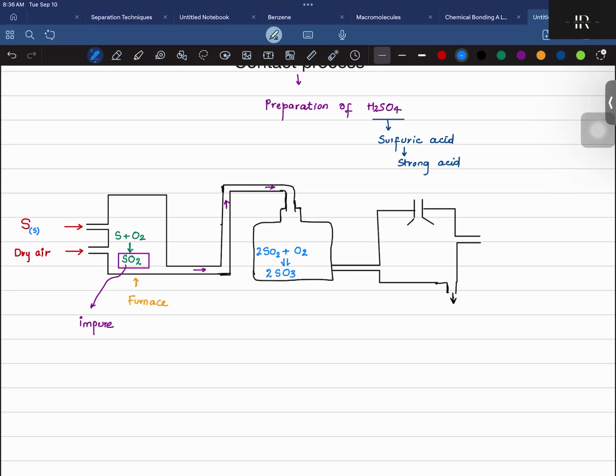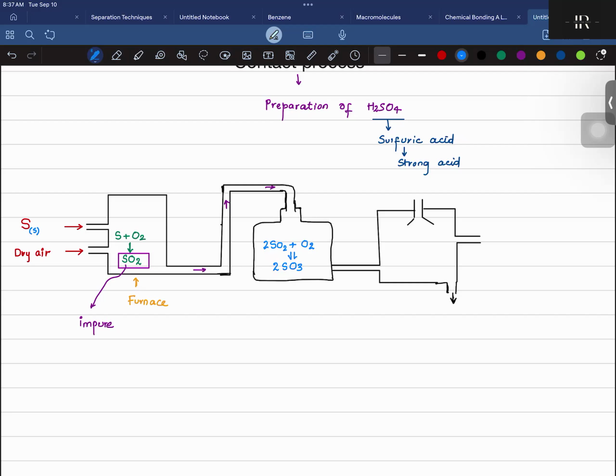This is a very important reaction. As you can notice, this is an equilibrium reaction. Equilibrium reaction means that we have certain conditions. Obviously, this is a reversible reaction, as we noticed in the Haber process, where only 30% product was obtained.